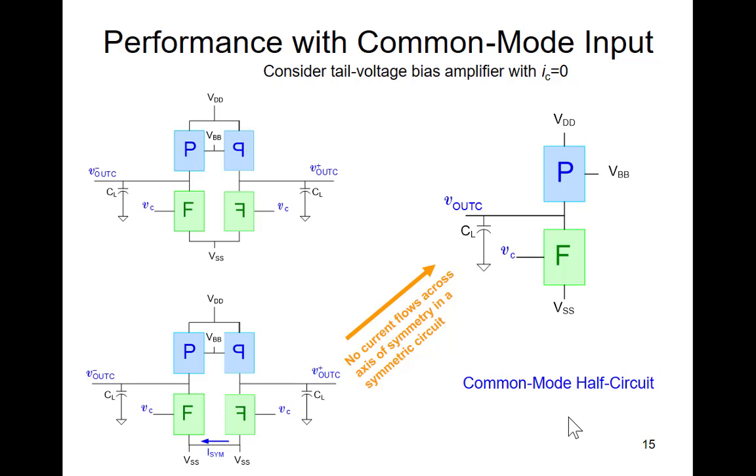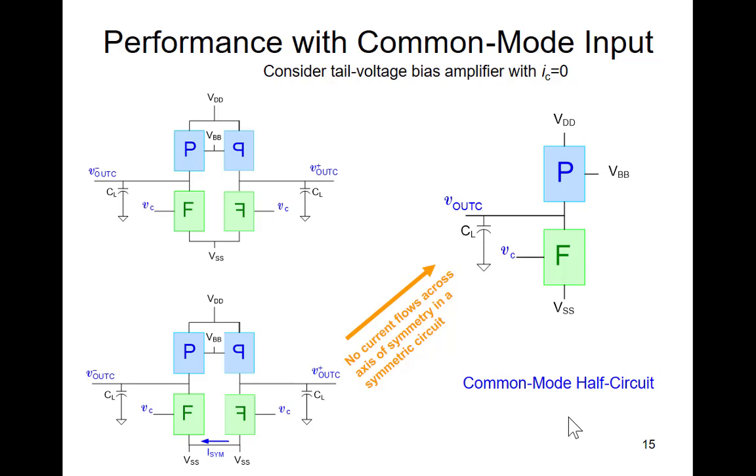Now I'm going to put a tail voltage bias in. How did the small signal common mode gains vary if we have a tail current bias or a tail voltage bias? Do you remember that? They were the same. Why were they the same? Not just because of symmetry. There was another reason they were the same.